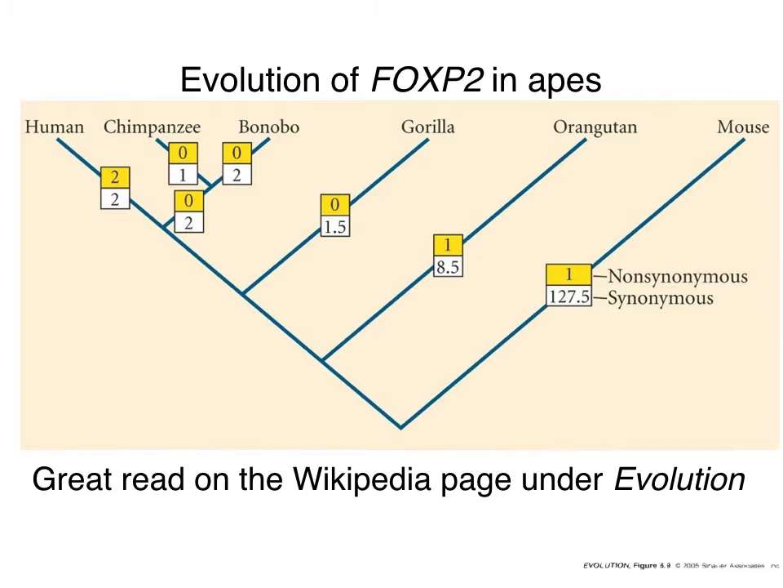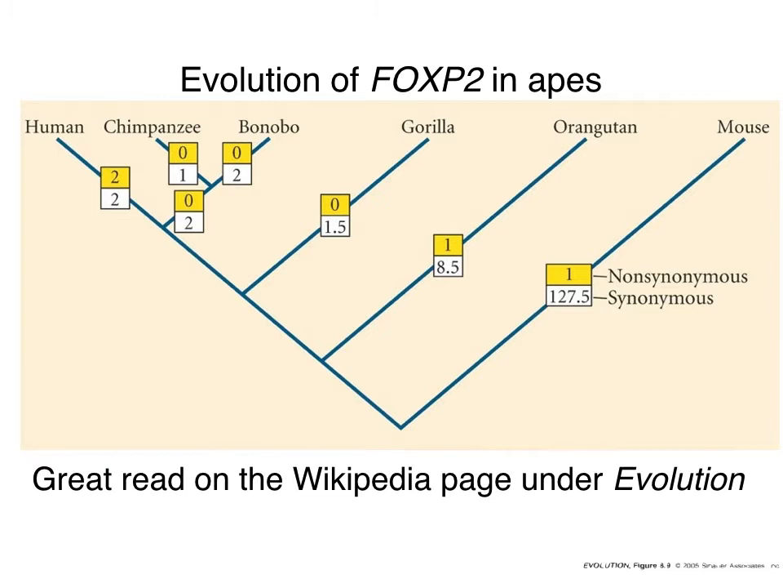Mice are much, much further down the family tree of mammals than the distance between orangutan and mouse would suggest. And so mice are really, really different. And for that reason, they've been separated for a long time from these species, and they have 127.5 on average synonymous changes in this gene. So this gene, lots of mutations happen to it, even in closely related species like the apes, okay?